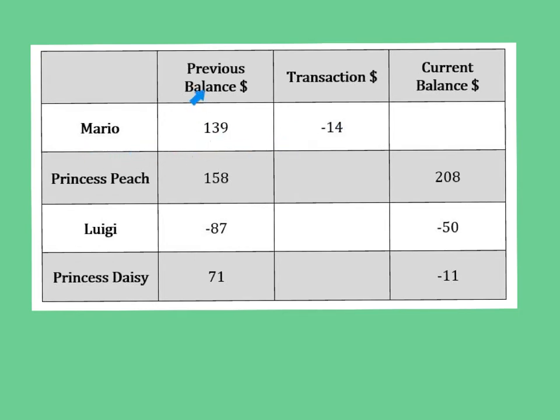His is actually the easiest because we have what he had previously. He had $139 in his account. He spent $14, that's why it's negative, and we need to figure out what his current balance is. So we're going to take that 139 and subtract the $14, or add a negative 14. It's both the same thing. So we are going to see that's going to be a 5, 2. So he now has $125 in his account.